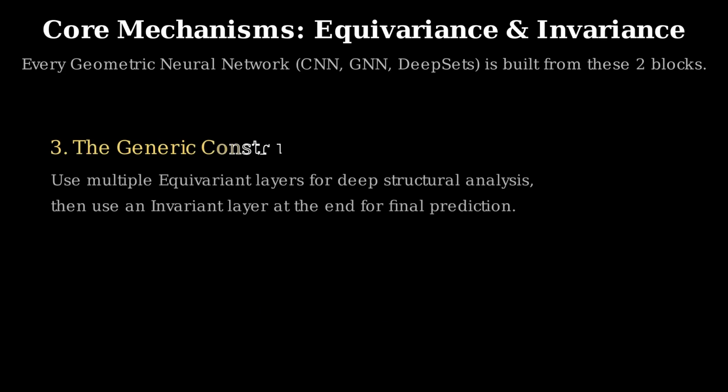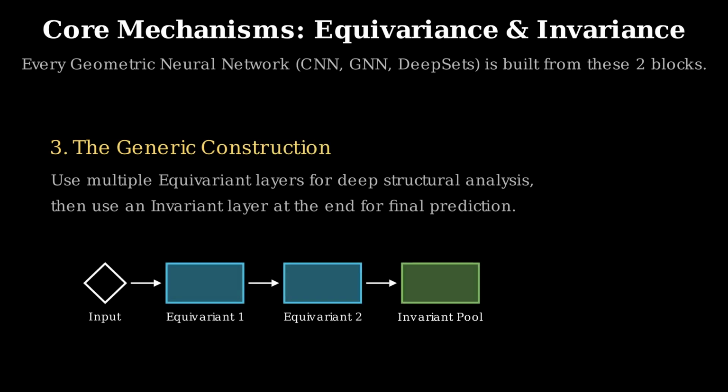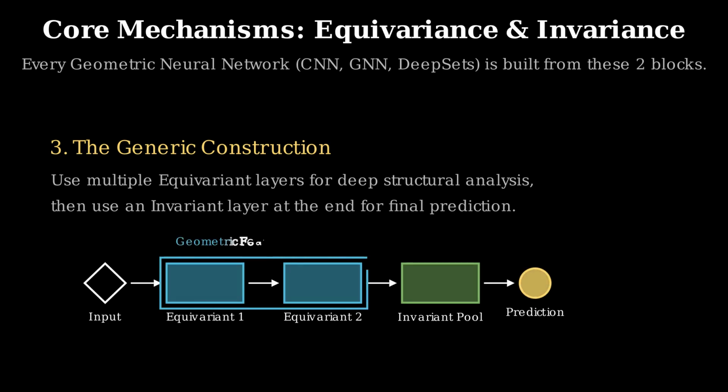So what is the big picture? In practice, architectures like CNNs or GNNs chain multiple equivariant layers to process deep spatial structures. Finally, they use an invariant layer to make a prediction that is independent of the viewpoint. Models are usually divided into 2 clear parts: geometric feature extraction and aggregation.